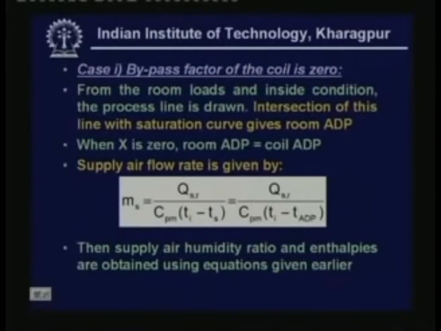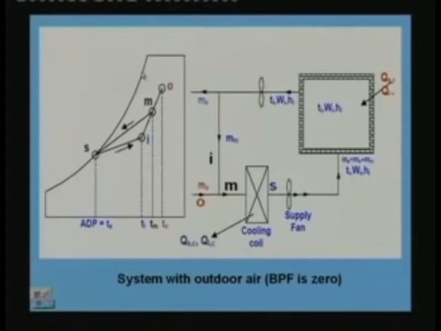So let us take a simple case first. Case 1 is where the bypass factor of the coil is 0. That means we are talking about a perfect coil. First let me show the system and then explain the working principle. If you compare this with the earlier one, in the earlier system we did not have this arm. It was a 100% closed system, the same air being recirculated.